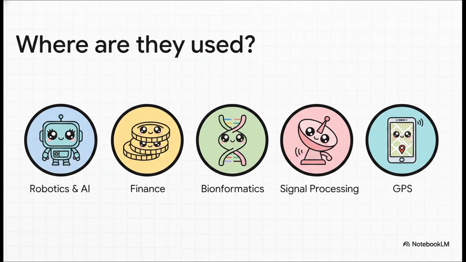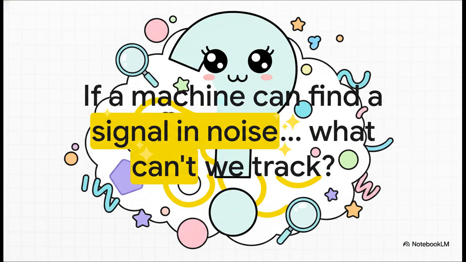When you step back and think about it, this ability to computationally pull a clear, true signal out of a noisy, confusing world is one of the most powerful tools we have ever built. And as this tech gets faster and even more sophisticated, it really makes you wonder, if we can teach a machine to find the truth hidden in all that noise, what are the limits? What can't we eventually track and understand?